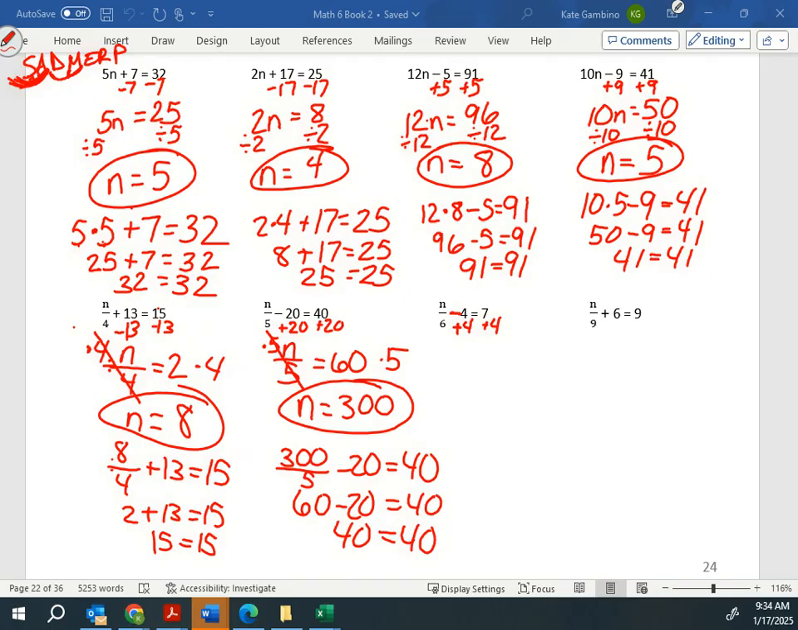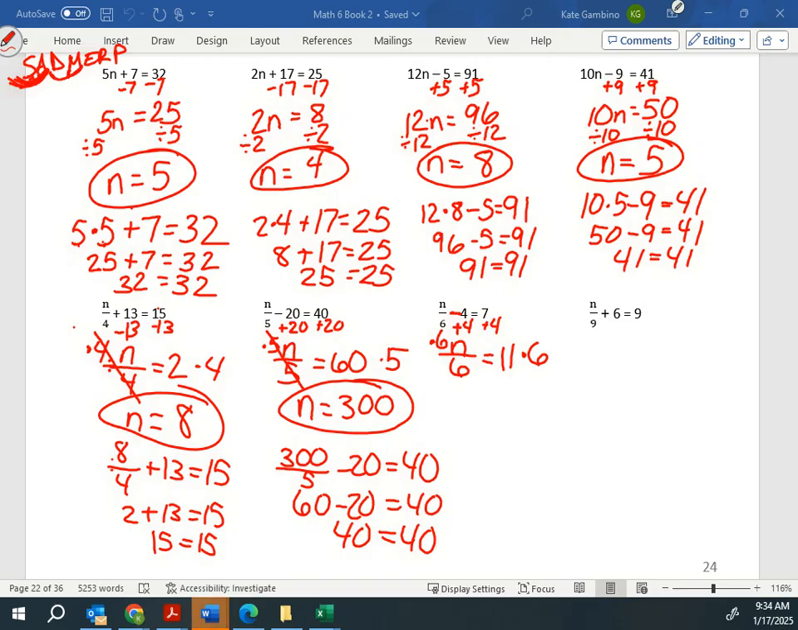I'm glad you said it that way, because every year I have somebody who gets confused by that, and they'll put an 8 on there. Don't put an 8 down there. Negative 4 plus 4 is 0. So that leaves us with n over 6 equals 7 plus 4 is 11. What's our next step? Natalie? Multiply by 6.